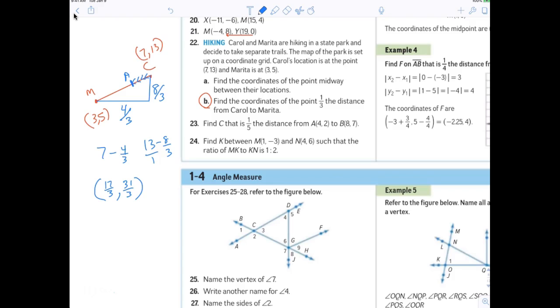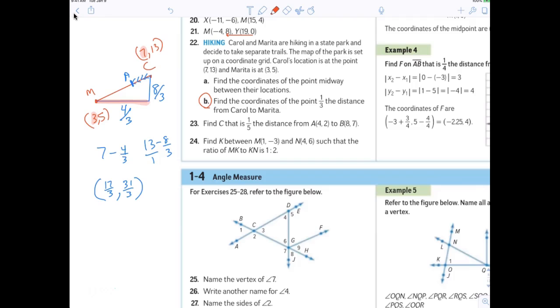And how did you get 4/3 and 3/3? This distance from here to here is how much? 4/3. No, it's not. It's 4, because I went from 3 to 7, right? So if I went from 3 to 7, that's 4 units. All right? And now I want to go 1/3 of that distance. 1/3 of that distance is 4/3. Right?